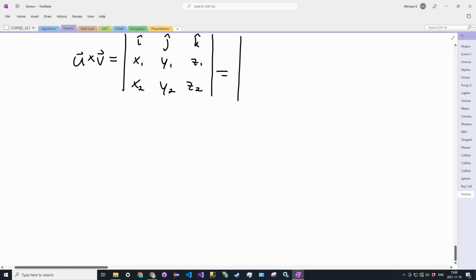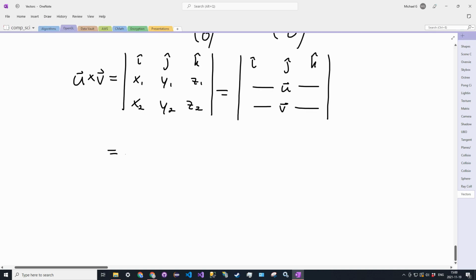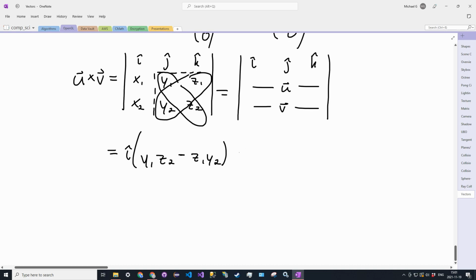So this is the determinant of i hat, j hat, k hat, with u as the second row and v as the third row. If we take the determinant, it's okay if you don't know how, but essentially we're going to expand across the top row. So it's going to be i hat times the determinant of this little sub 2 by 2 matrix, and the sub 2 by 2 matrix is pretty simple. It's going to be y1 z2 minus, so we take the first diagonal product and then the second diagonal product, minus z1 y2, and that's in the i hat direction.